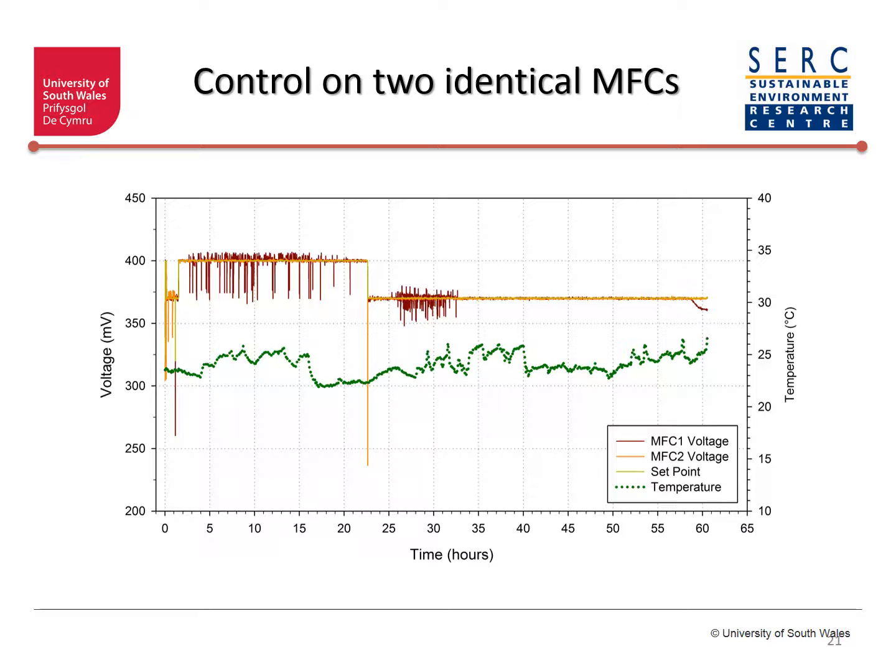So the controller that was optimized for MFC was transferred onto an identical MFC, and as you can see, it was able to control that MFC satisfactorily, both MFCs satisfactorily. Here the noise is only because of an error in resistor control algorithm implementation, which was later removed, and so the noise was also removed.